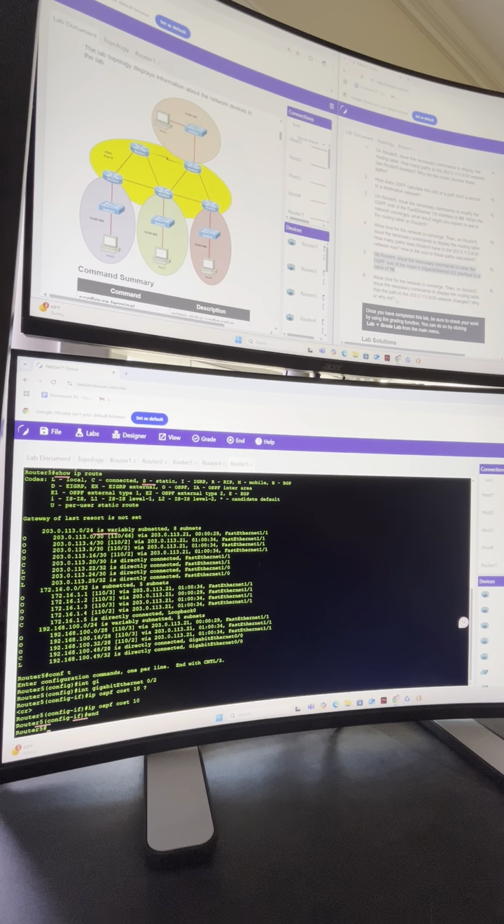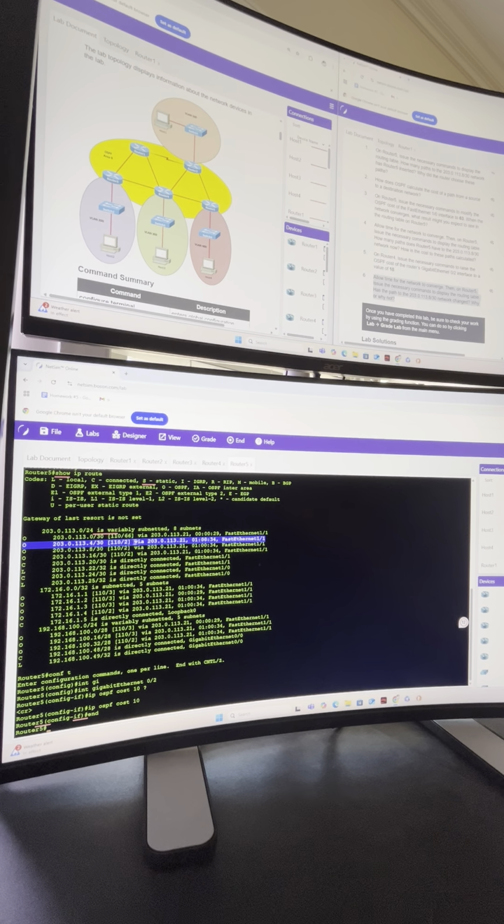And now number 6, it says allow time for the network to converge. Then on router 5, issue the necessary command to display the routing table. Has the path to 203.0.113.8/30 network changed? Why or why not? Well, the path will not change. We will still have the same path, which will be the next hop of 203.0.113.21. The metric just will be higher.